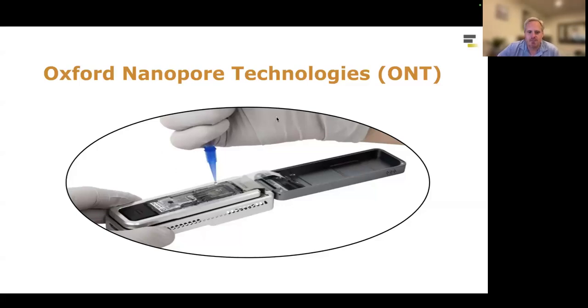The longest nanopore read I've ever seen has been a few million bases long. The longest one that's ever been reported is a bit over 4 million bases long in a single read. That's close to an entire bacterial chromosome in a single read, read directly out of the sequencer.